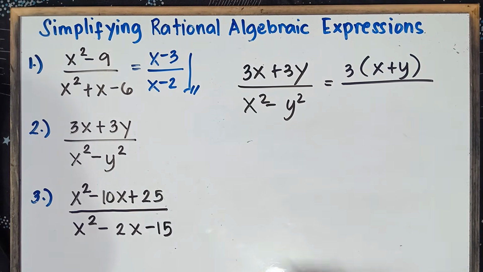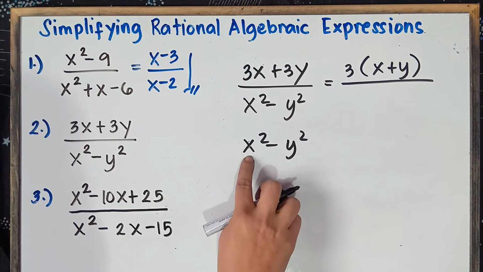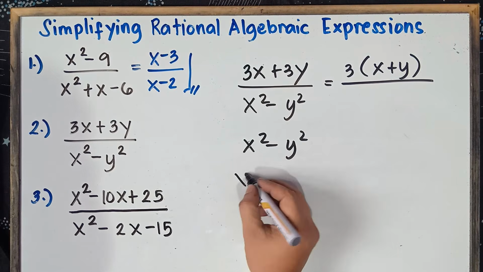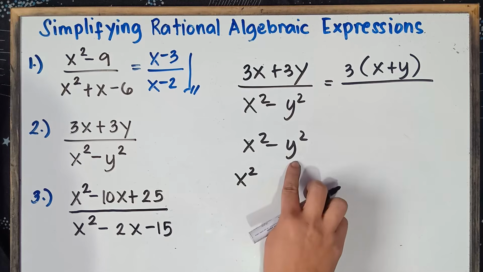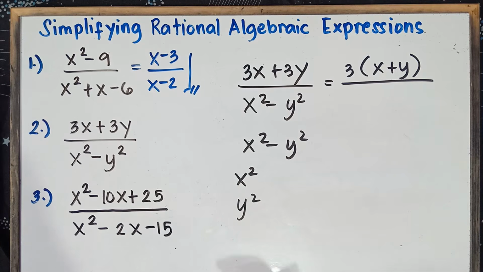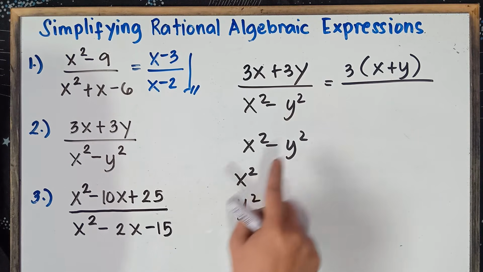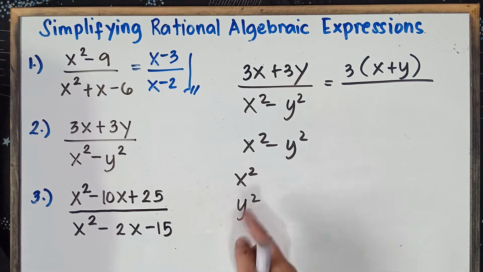Alright, and then for our denominator, x squared minus y squared, our first term is a perfect square, x squared is a perfect square. Our second term is a perfect square, y squared is a perfect square. So, therefore, we can apply the difference of two squares.